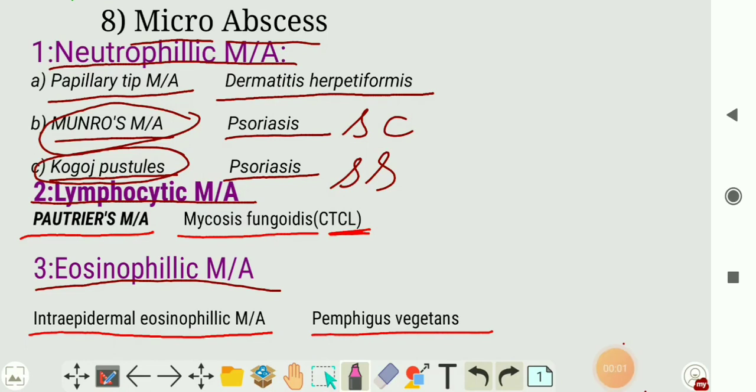There are two most common important microabscesses. Repeatedly questions are asked on these two microabscesses, that is Munro's microabscess, which is seen in psoriasis, and Pautrier microabscess, which is seen in mycosis fungoides.